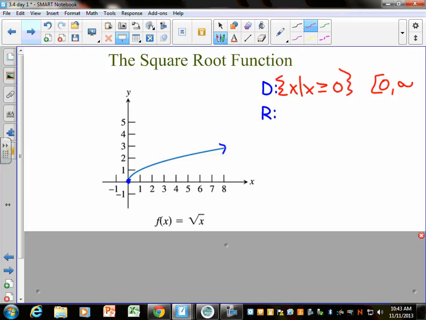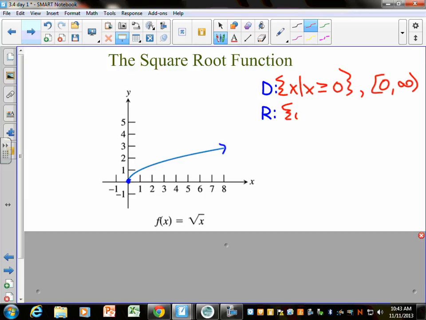What about your range on this? Is your range going to be all real numbers? No, because it's only half of a parabola. It's either going to be up here or down here or maybe moved around. But your range is not going to be all real numbers. Where do my y values start on this problem? And they get bigger or smaller? They just get bigger. So is my range going to be the same as my domain on this one? Yeah. Or 0 to infinity.